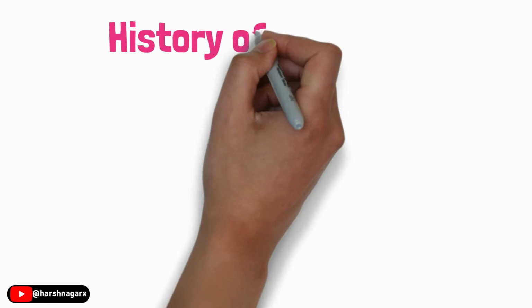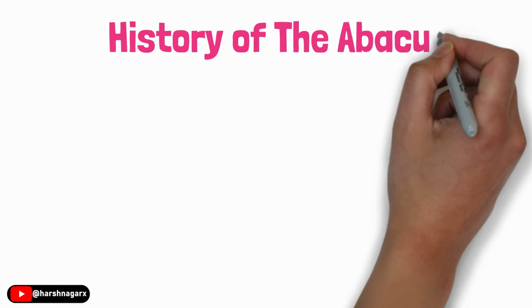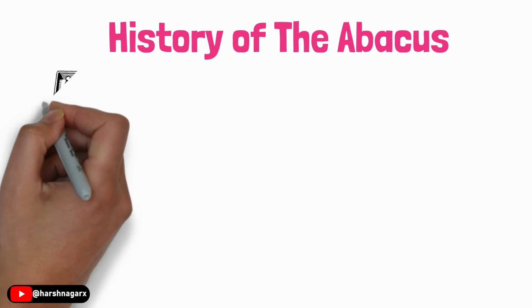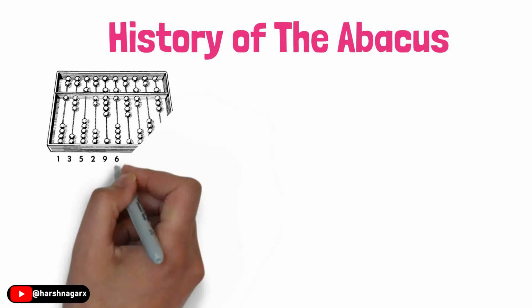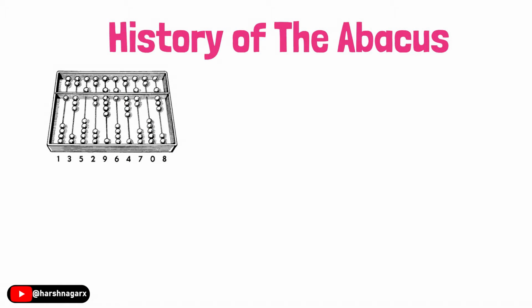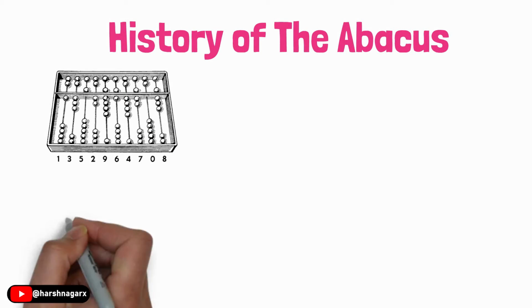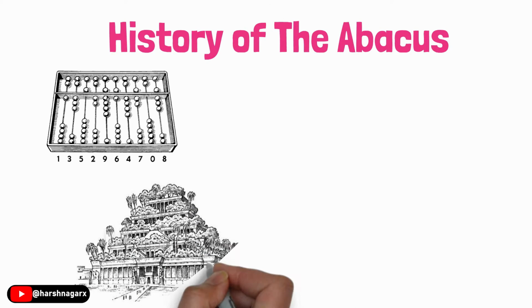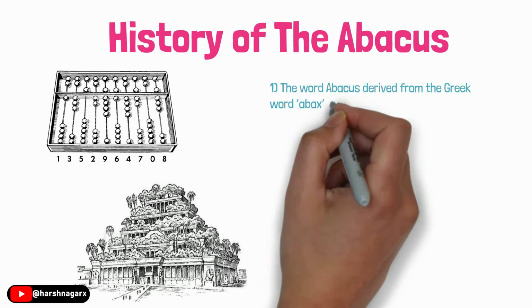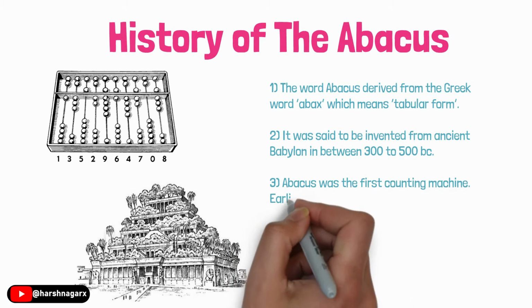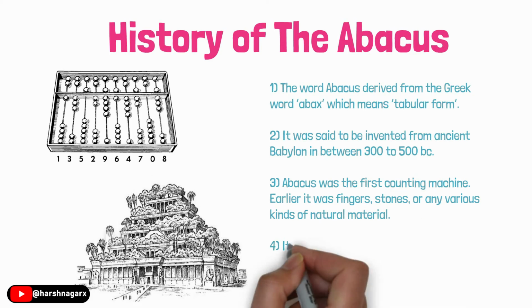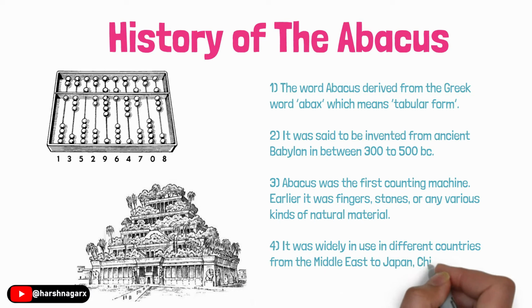Now moving ahead to a brief history of the abacus. The word abacus is derived from the Greek word abax, which means tabular form. It was said to be invented by ancient Babylon between 300 to 500 BC. The abacus was the first counting machine. Earlier it was fingers, stones or various kinds of natural material, as we discussed already. It was widely in use in different countries from the Middle East to Japan, Russia, China as well as Europe.